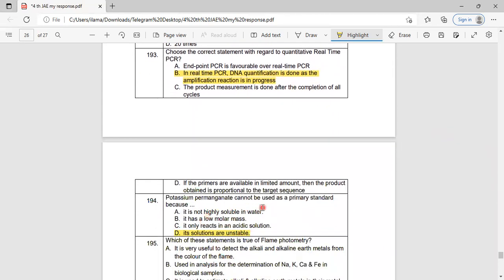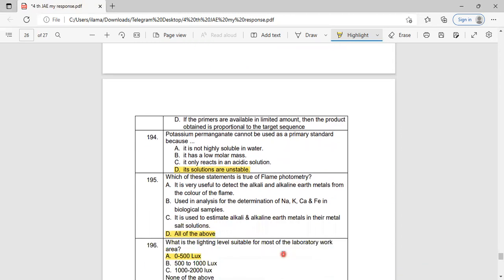Next, potassium permanganate can't be used as a primary standard because its solutions are unstable. Which of the following statements is true of flame photometry? All of the above. It is useful for the detection of alkali and alkaline earth metals from the color of the flame, used in the analysis for the determination of sodium, potassium, calcium, and iron in biological samples. It is used to estimate alkali, alkaline earth metals and their metal salt solutions.